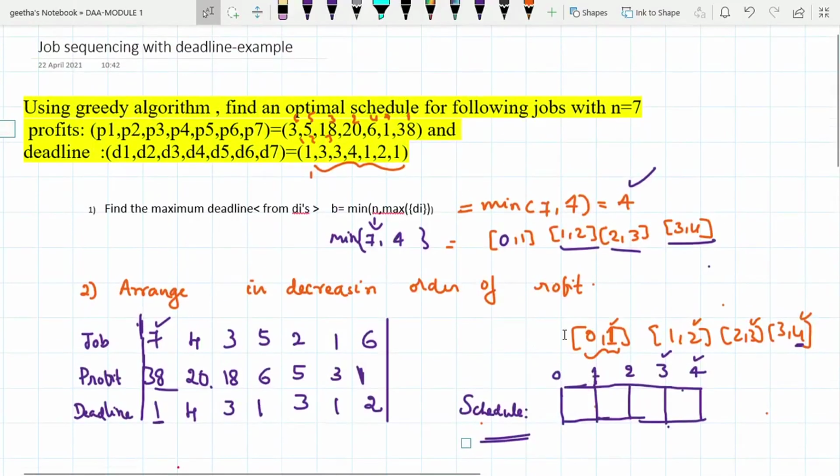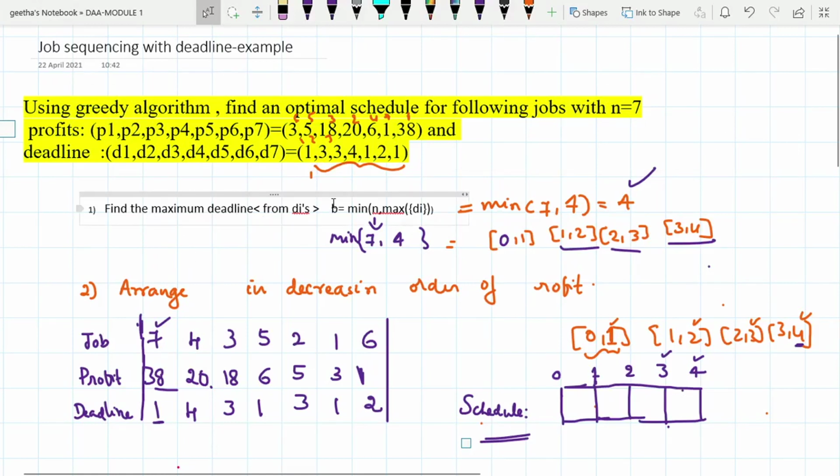Now we'll see another problem on job sequencing with deadline. Here, using a greedy algorithm, I am going to find an optimal schedule for the following jobs with n equal to 7. There are 7 jobs, and the profits and deadlines are given. The profits are 3, 5, 18, 26, 1, 38, and the deadlines are as follows: 1, 3, 3, 4, 1, 2, 1.